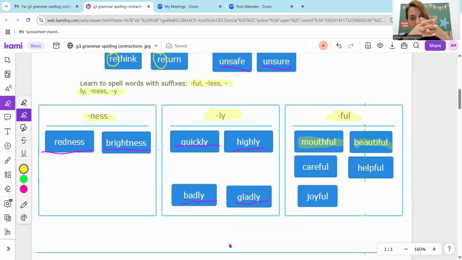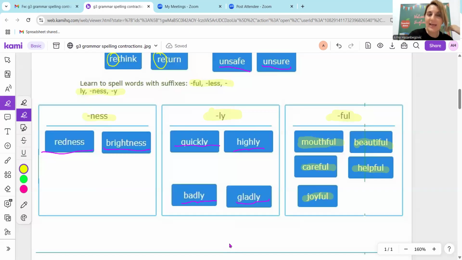Beautiful. Put together, beauty and full, beautiful. Careful. Helpful. Put together, helpful. Next one. Joyful. Put together, joyful. Now, let's review this very quickly.